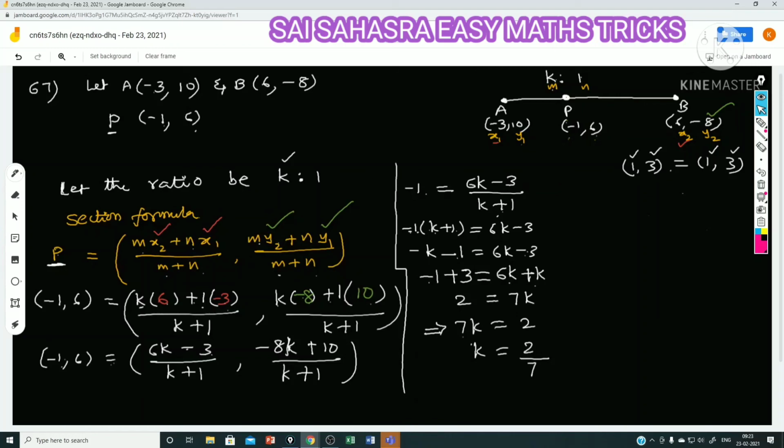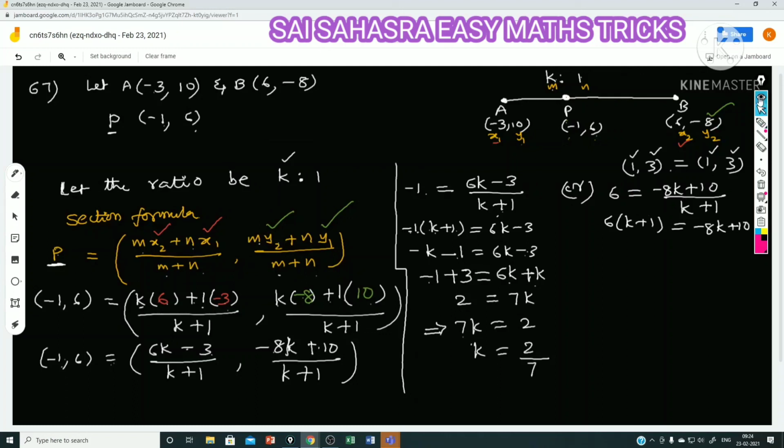Sir, I don't like x coordinates. I wanted to go with y coordinates. Okay. If you take y coordinate equal to y coordinate also, you will get the same answer. I will give you the steps here. 6 is equal to minus 8k plus 10 divided by k plus 1. So k plus 1, if you transpose, it will be multiplied. 6 into k plus 1 is equal to minus 8k plus 10.